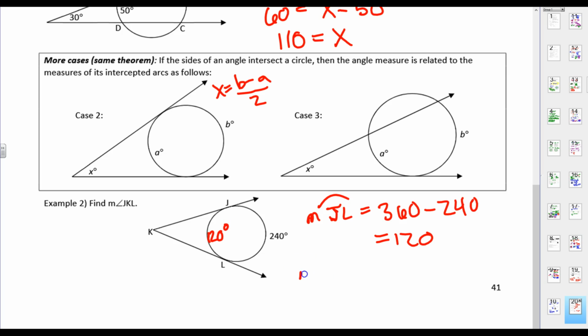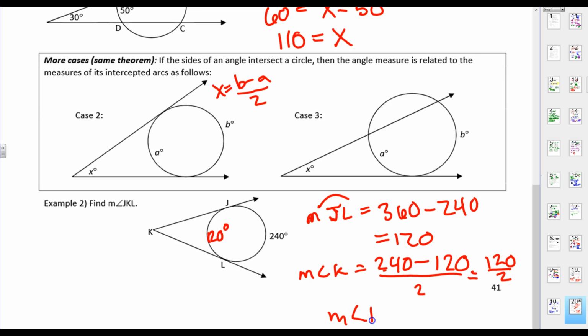So if I want to find the measure of angle K, K is going to be the large arc, which is 240, minus my small arc, which is 120, divided by 2. Well, when I do this, 240 minus 120 is, again, 120 divided by 2. So the measure of angle K is 60 degrees. All right, let's keep going, guys.